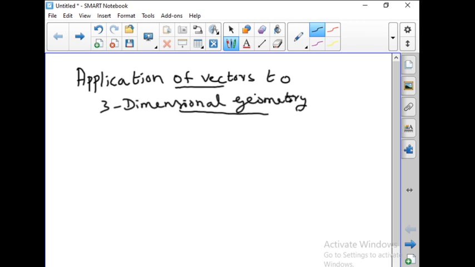So here we are going to learn different forms of equation of a straight line. A straight line can be uniquely fixed if a point on the straight line and the direction of the straight line are given. This is the first form. And the second form: two points on the straight line are given.